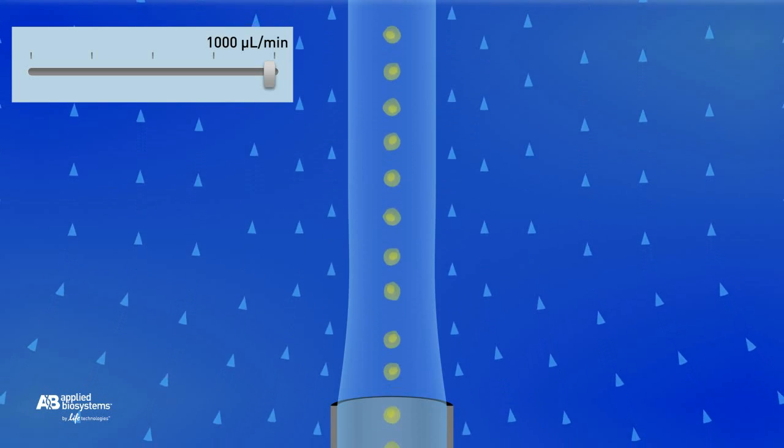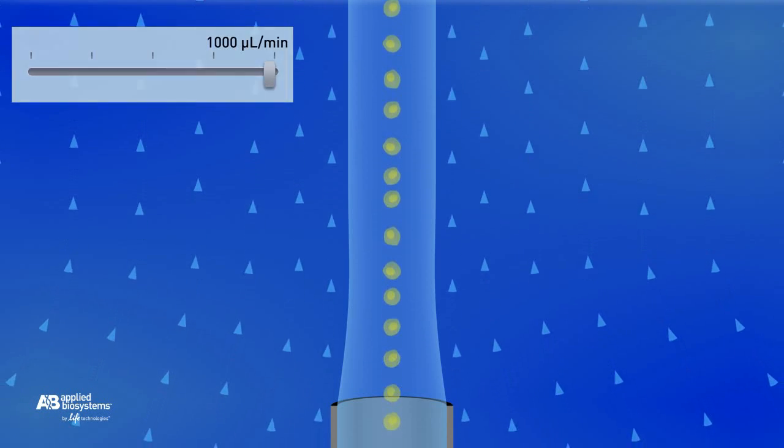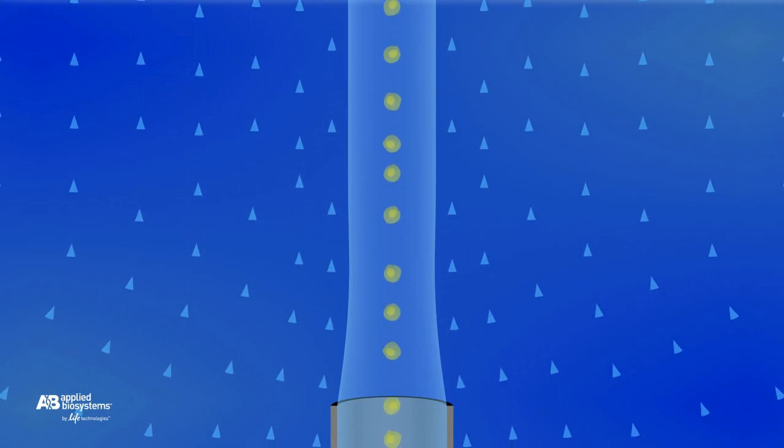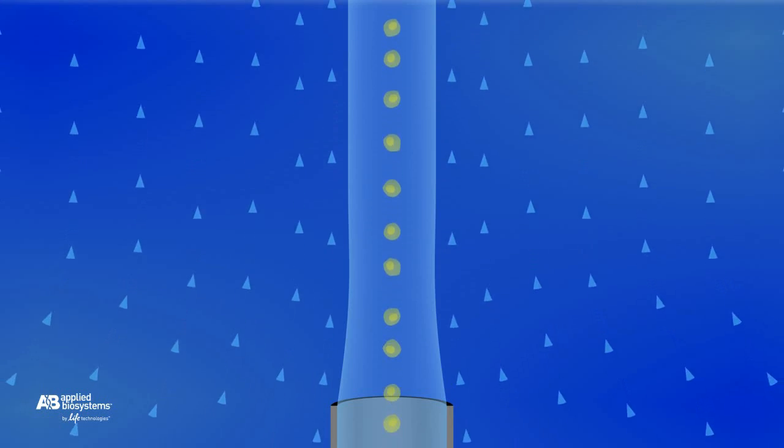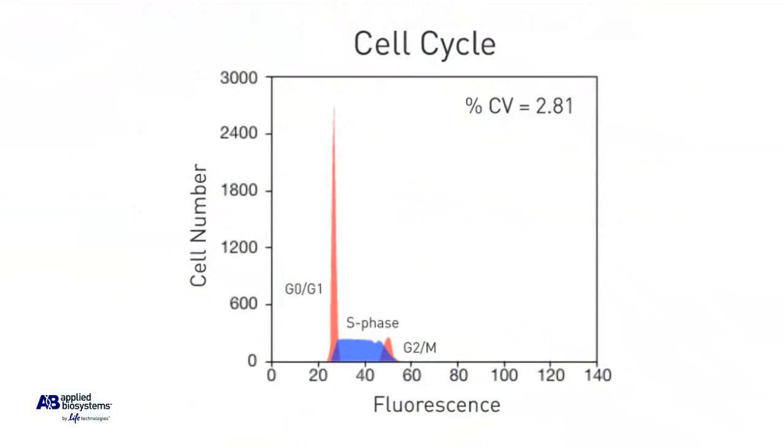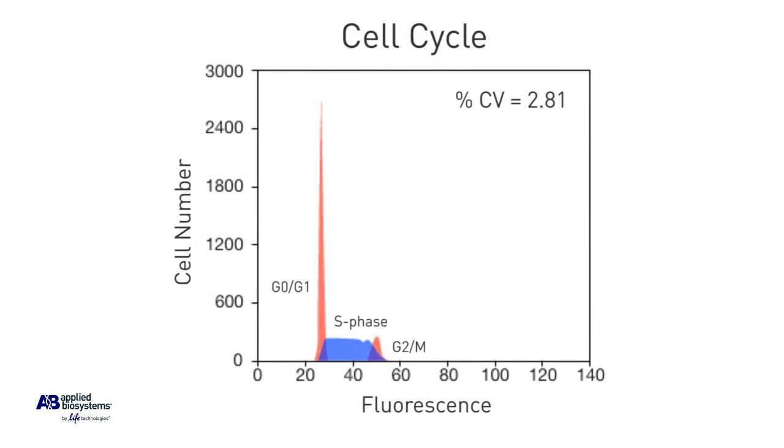In this way, signal variability in the Attune cytometer is reduced by precisely aligning the cells in the center of the beam. And because the data are less variable, our researcher can have greater confidence that the cell cycle results are accurate and precise, no matter which sample introduction rate she chooses.